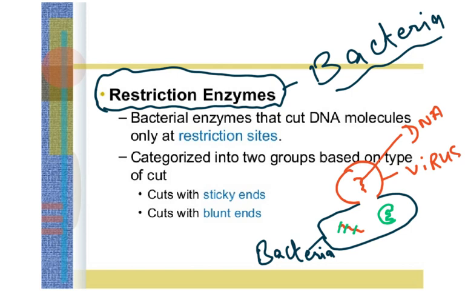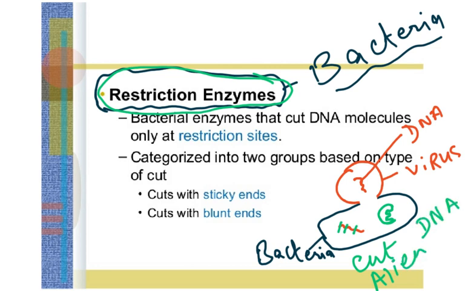So, bacteria is very clever. Bacteria is very smart. It has enzymes, like we've been given lymphocytes, which make antibodies to protect us from pathogens. Now, what the bacteria has is restriction enzymes, which can recognize and cut alien DNA. Please understand, alien, not its own. So, restriction enzymes, bacterial enzymes, cut DNA molecules only at restriction sites. These are categorized into two groups based on the type of cut: either they will result in sticky ends or they will result in blunt ends.